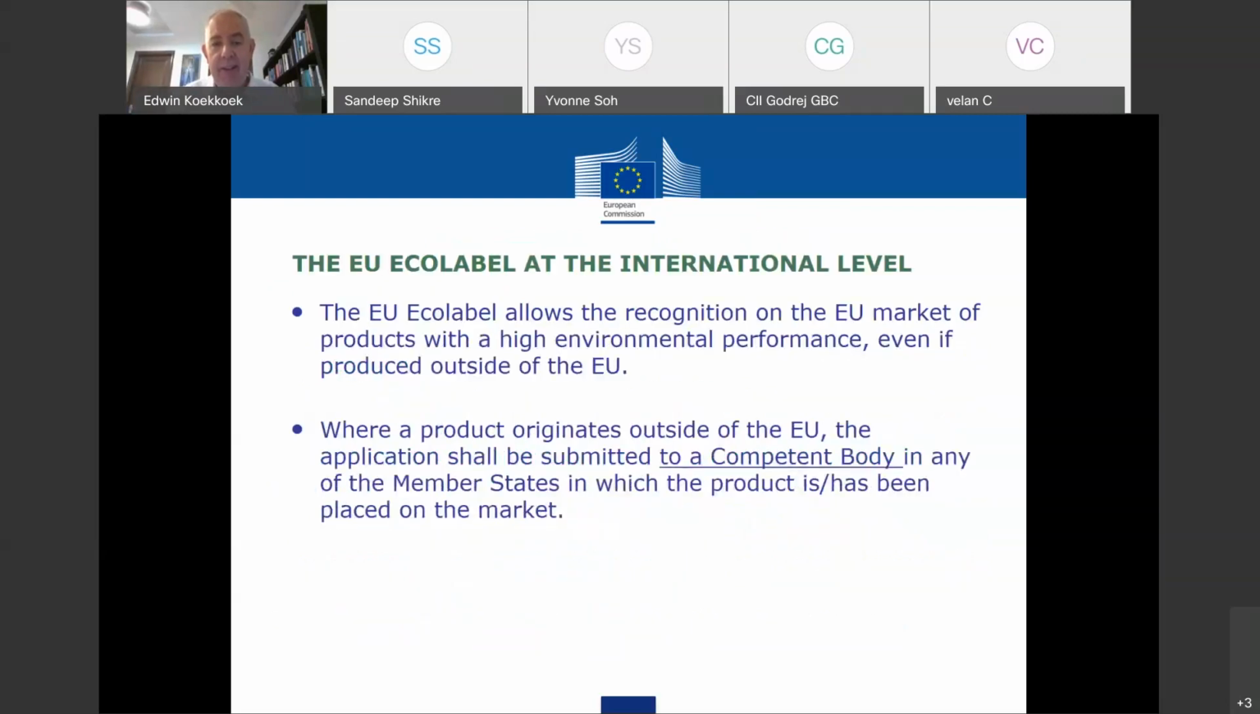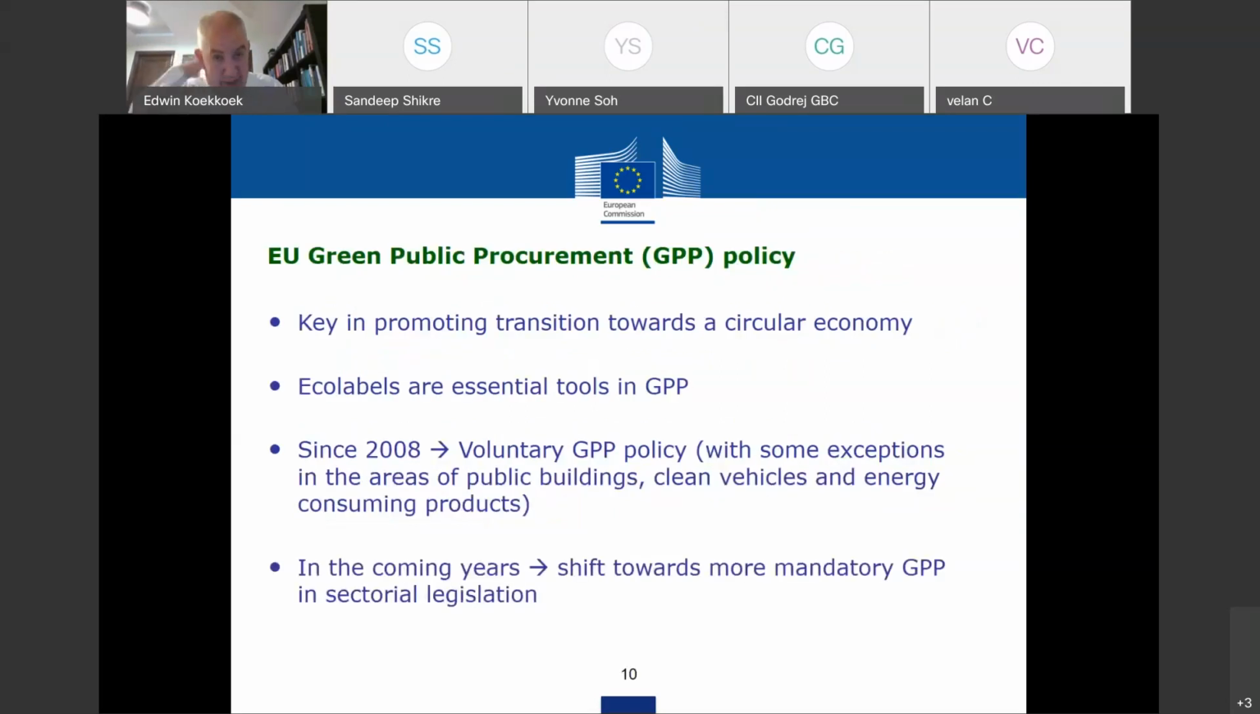Perhaps it's good to mention that the EU eco label also allows the recognition on the EU market of products with a high environmental performance, even if they are produced outside of the European Union. So what then needs to be done is this product needs to be submitted to a competent body in one of the member states or one of the countries of the European Union. And then if that country decides that the product can have the eco label, then this eco label is valid for the whole of the European markets. So these were just some more details on the eco label.